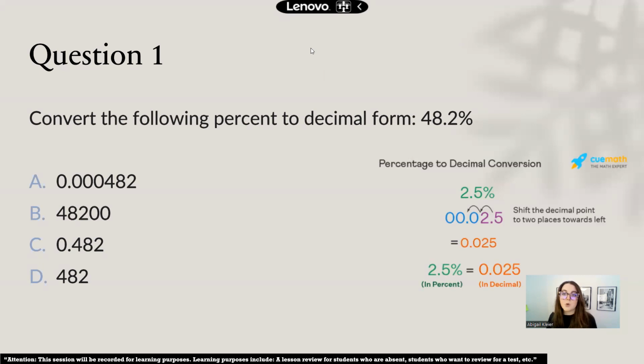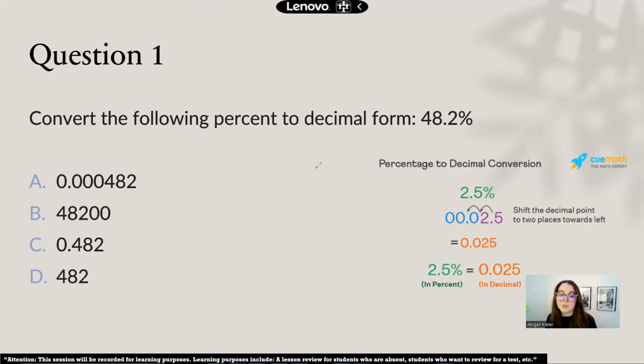So the very first question, and again, the questions aren't going to look exactly like this. Obviously, the numbers will be different, but this will be a good starting point for you so that way you can work on solving these on your own. The steps will be pretty similar. So our first question: convert the following percent to decimal form.